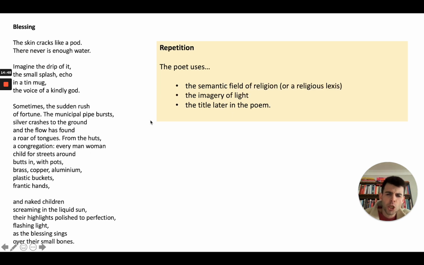Okay, repetition. Now, there's obviously direct repetition when a writer repeats a particular idea, maybe at the beginning of a line. That would be anaphora. I think that sounds like a person, but anaphora. Okay, I haven't really touched on repetition in this because there aren't any examples of direct repetition in Blessing, really. But there are repeated ideas or repeated uses of language.